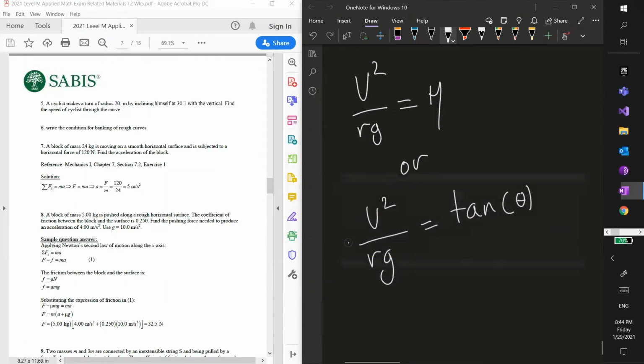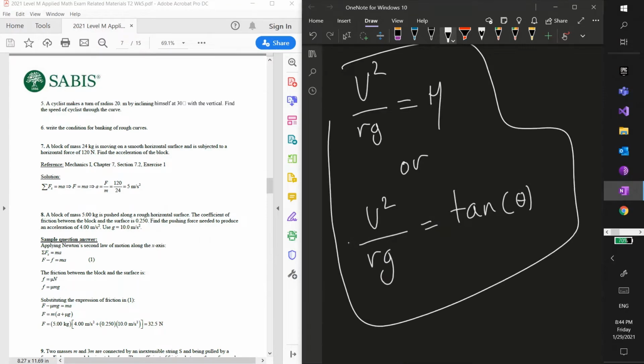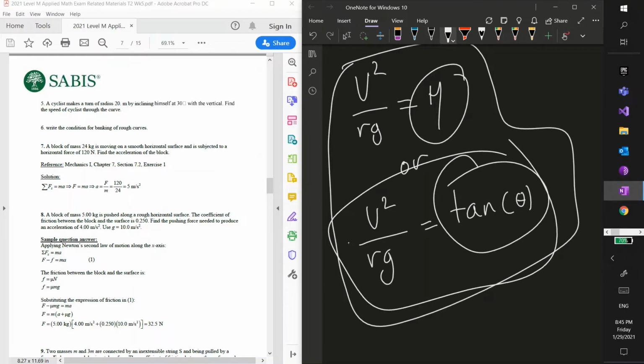In question 6, these are your answers. They might tell you this, they might tell you this. v squared over rg equals tan theta, or v squared over rg is equal to mu, the coefficient of friction. And sometimes mu is equal to tan theta. This is why this equation exists, you know?